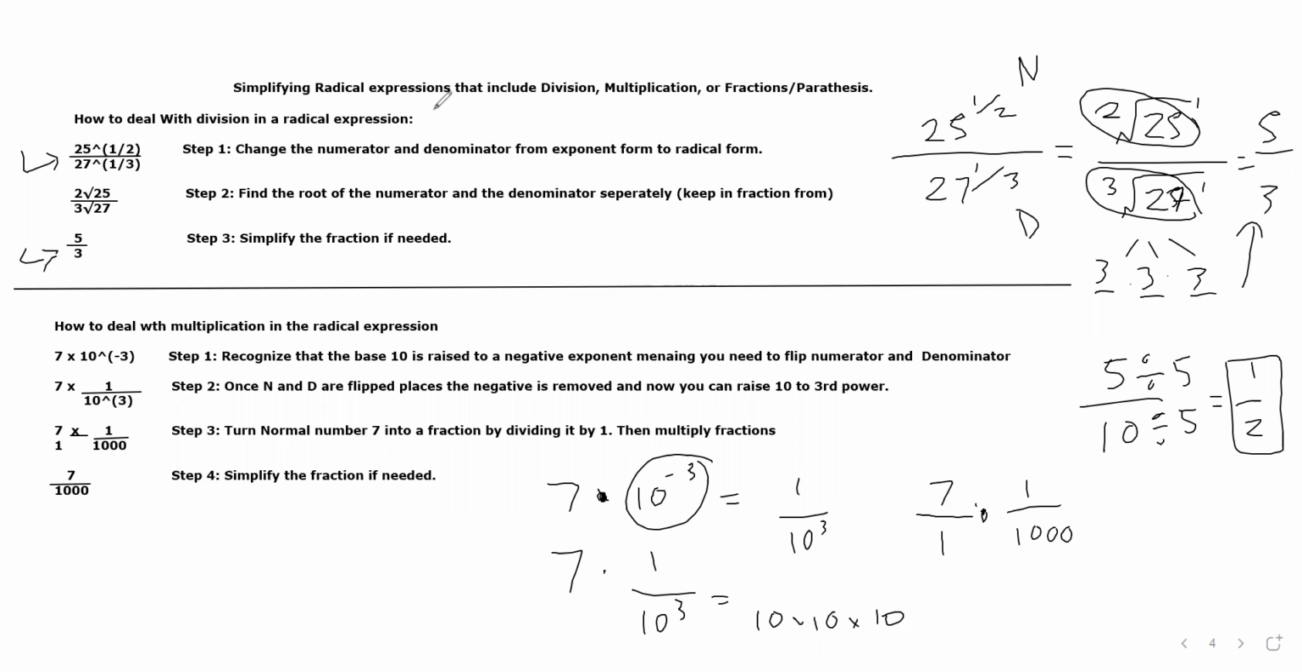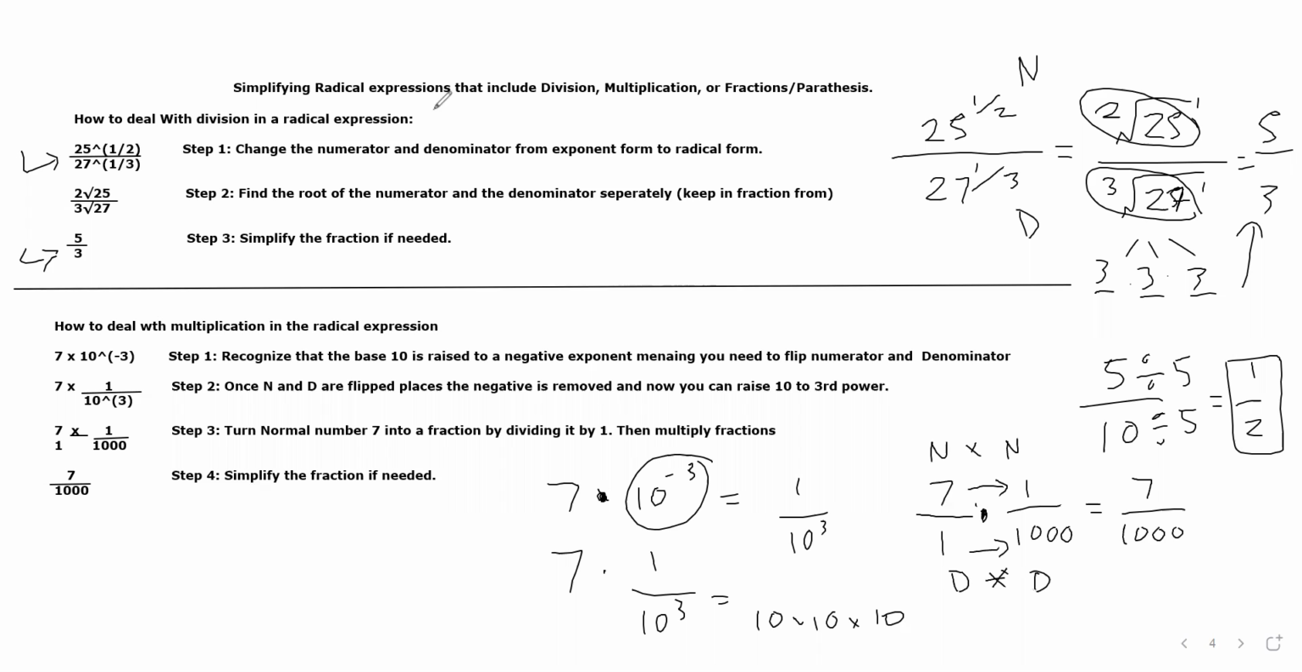And now that we're multiplying, the rule is very simple. Multiplying fractions, numerator times numerator, denominator times denominator. In other words, 7 times 1 is just 7, and 1 times 1,000 is just 1,000, which means that we're left with our final answer, 7/1,000.